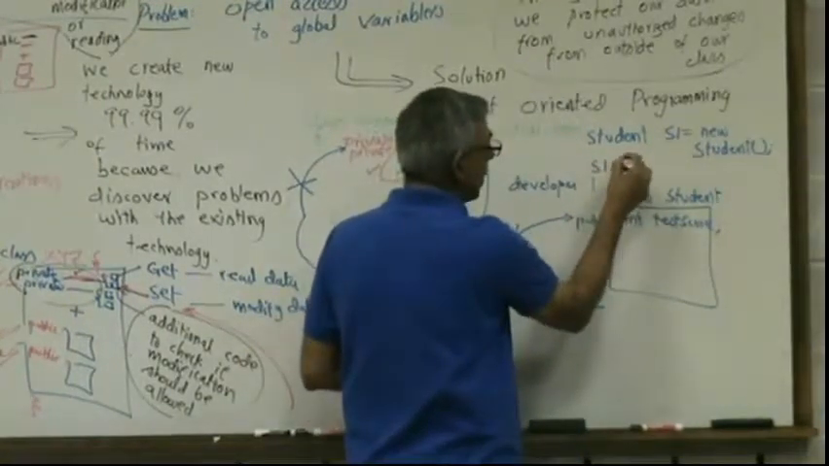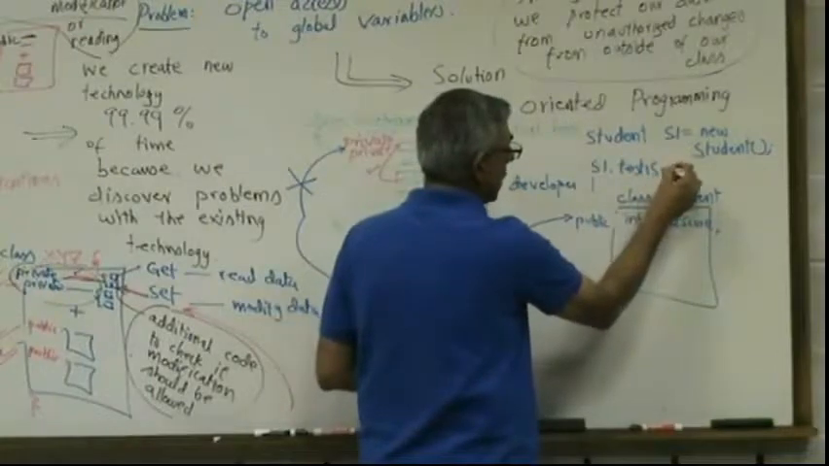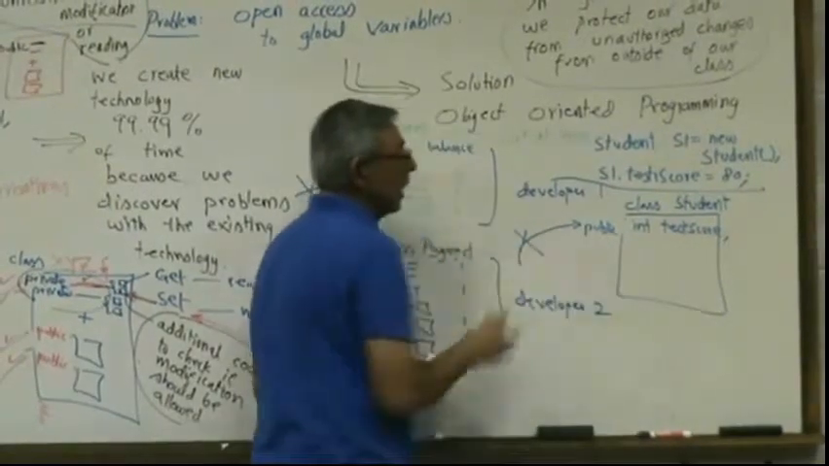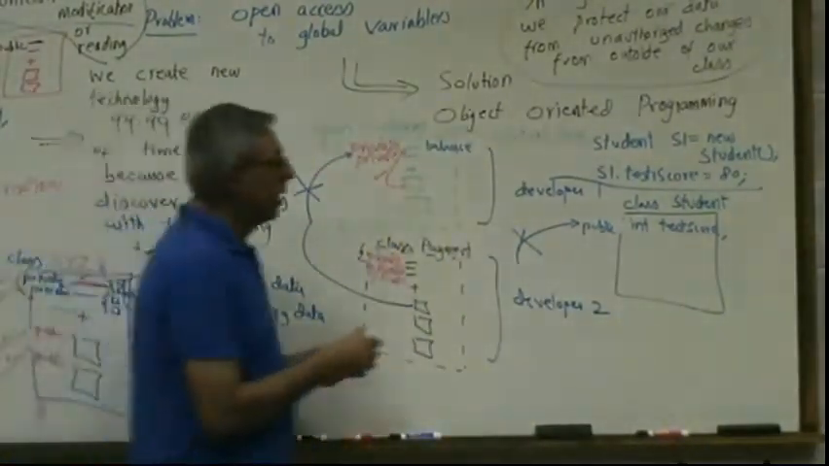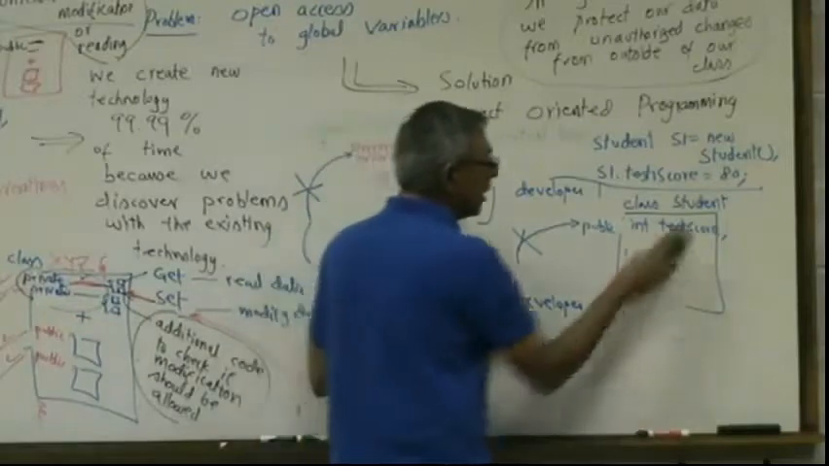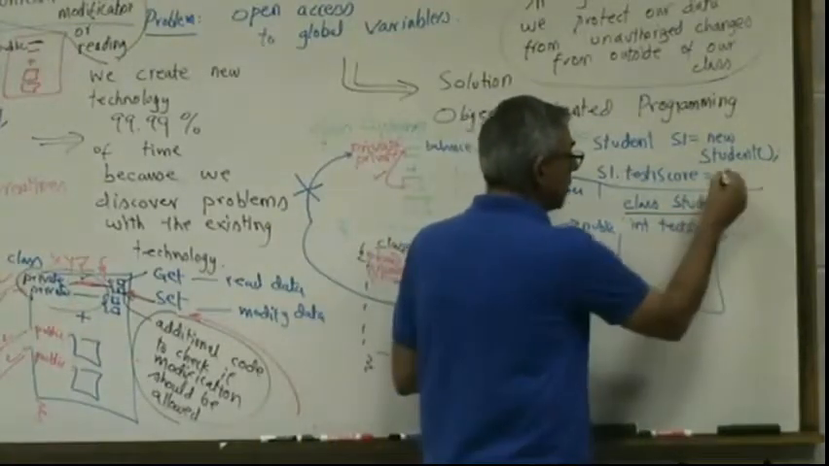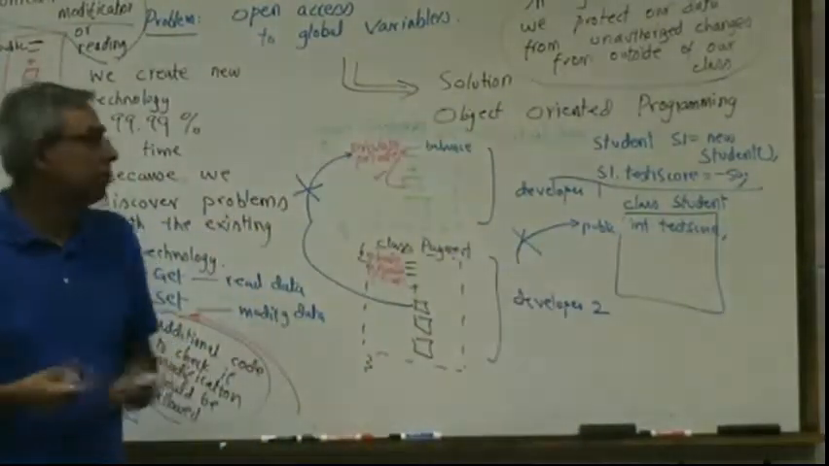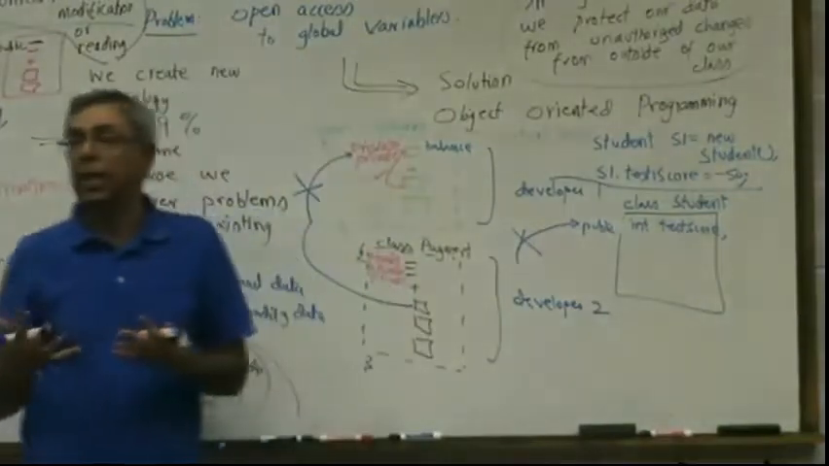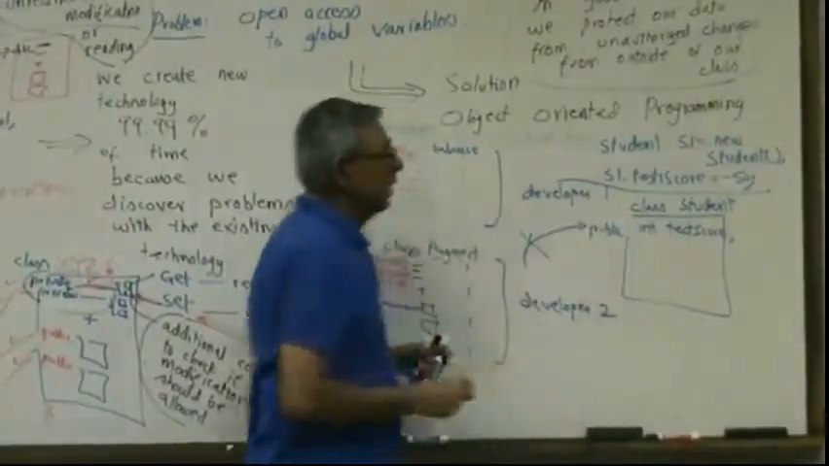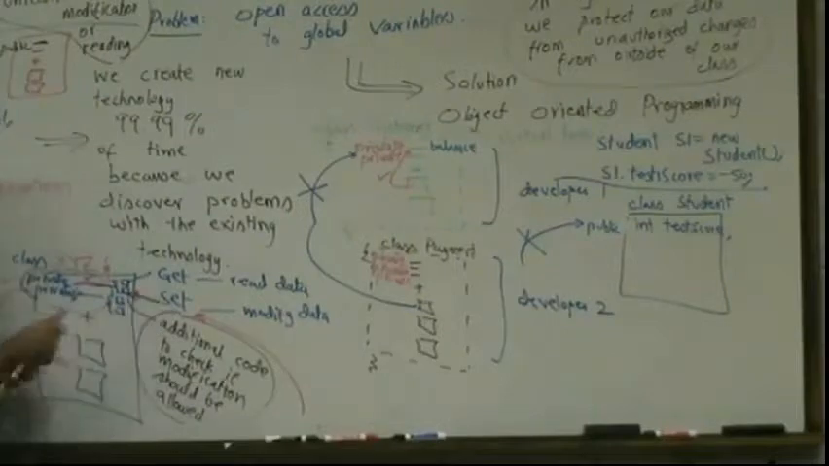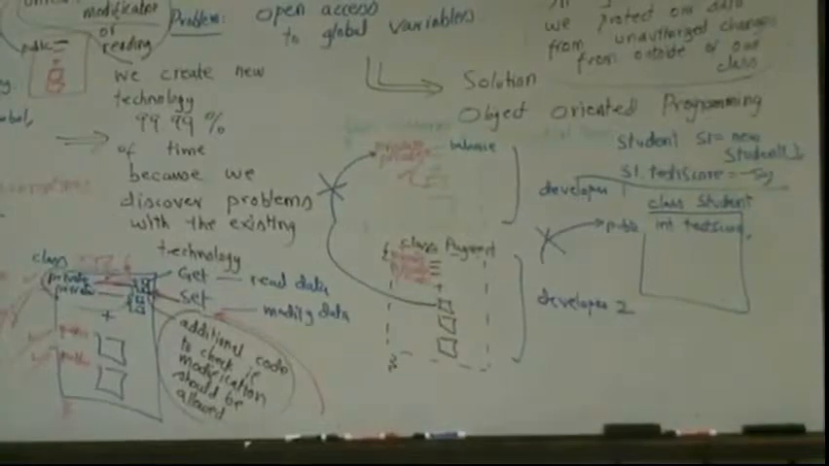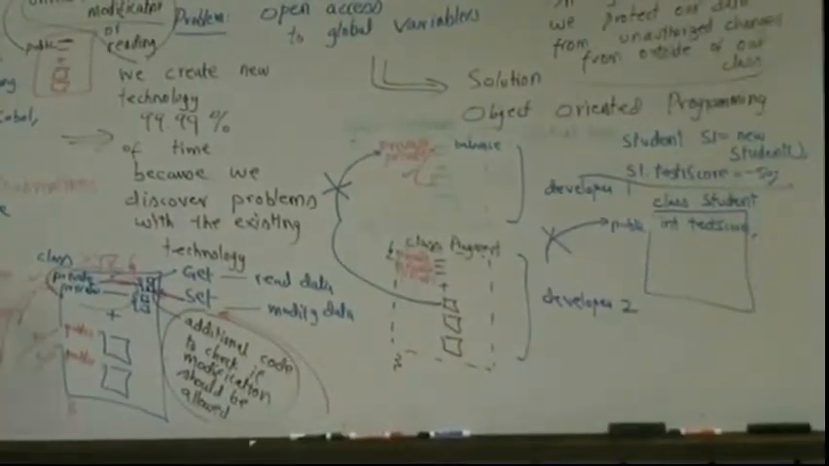If I did S1 dot test1 score equal to 80, will this code work if this was public? Yes. What if somebody said S1 dot test score equal to -50? Will this code work? Yes, because it's public. Anybody can do anything, right? Now let me put a gatekeeper over here, which is essentially this get and set function, and show you that if we try to modify it outside of 0 to 100, it will not allow it.